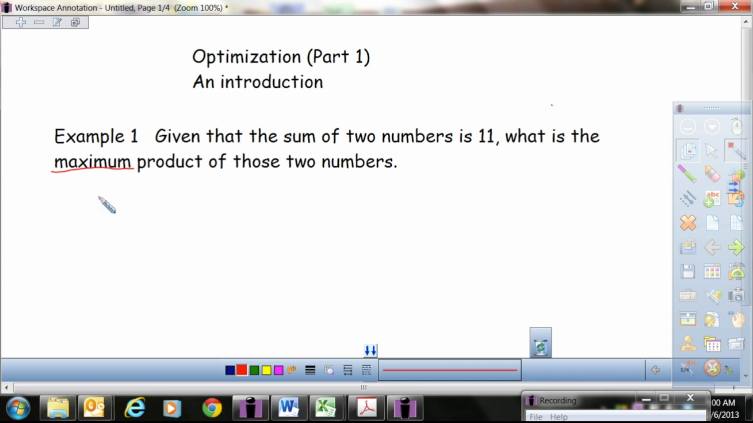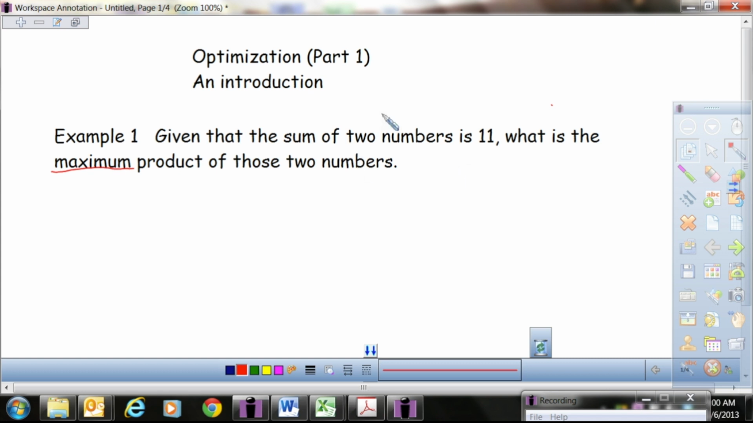Normally in this, they'll ask you to maximize or minimize something. And then they'll tell you something else that has nothing to do with that, and you're going to have to manipulate that to help you find your maximum. So for example, this says, given that the sum of two numbers is 11, what is the maximum product of those two numbers? Well, this is kind of strange because it doesn't tell you what to call the numbers or anything.